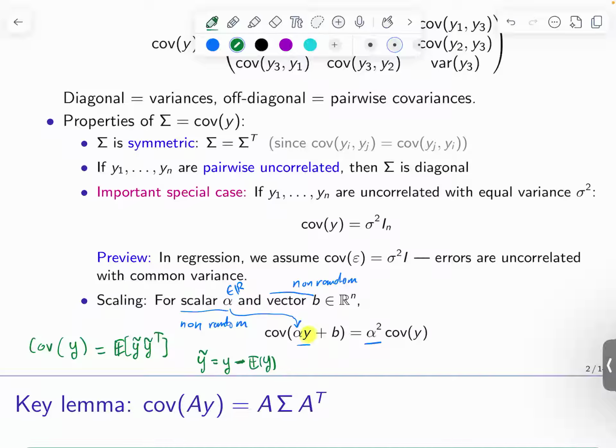And also you can see if I multiply by alpha, both the mean and the variable are multiplied by alpha. So y tilde gets multiplied by alpha, so you get alpha y tilde times alpha y tilde transpose, and then alpha squared comes out from that. Okay, so it's a short proof, just via the definition we had before.